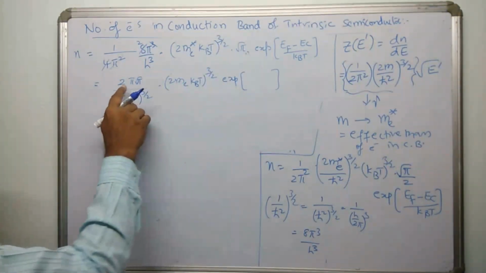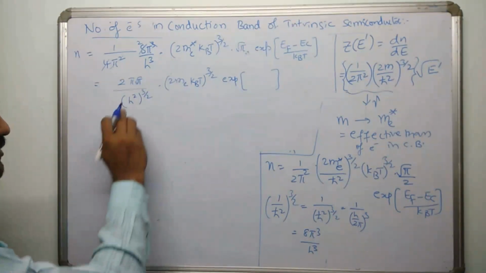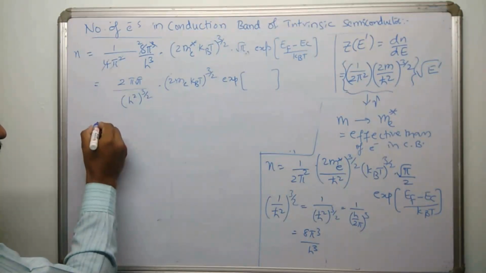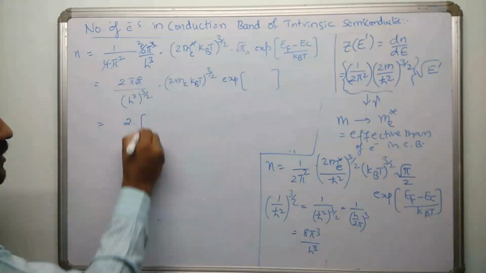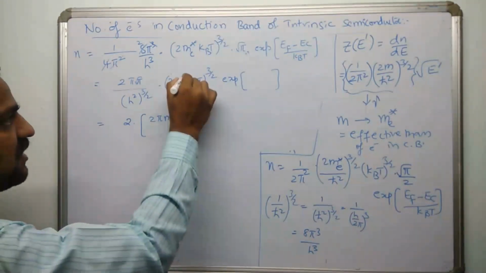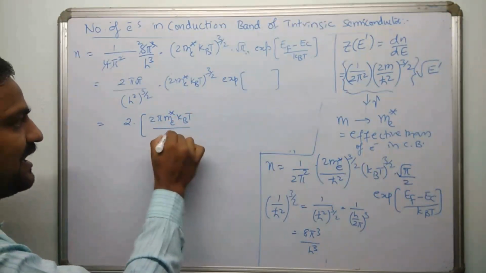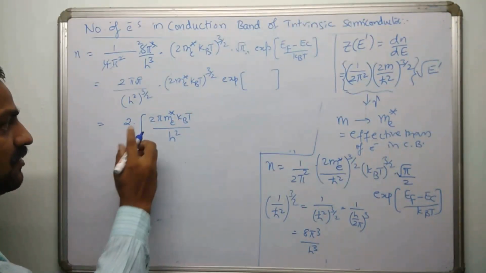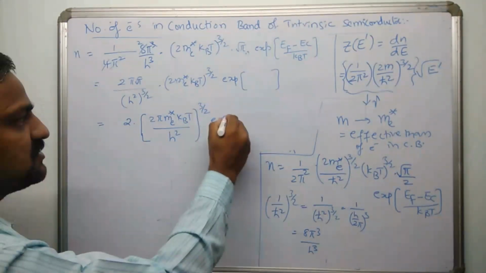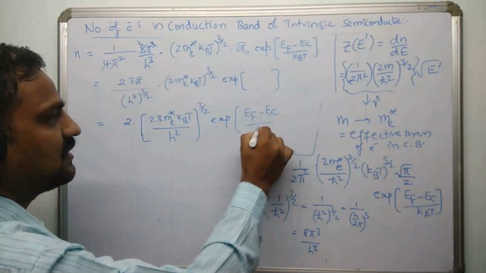Please observe this pi root pi is nothing but pi power 3 by 2. This is pi power 3 by 2, this is h square power 3 by 2. So everything is under the power of 3 by 2, so I can combine all of them. So 2 times (2 pi m_e star kBT divided by h square). Remember, this is h square only, not h cross square. This is to the power 3 by 2, into exponential of (EF minus EC) divided by kBT.